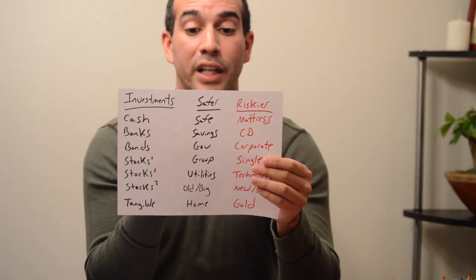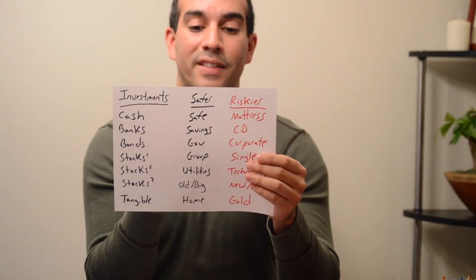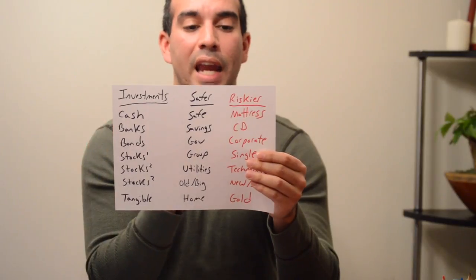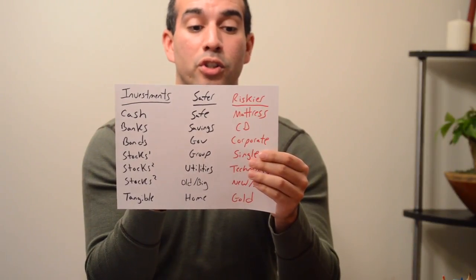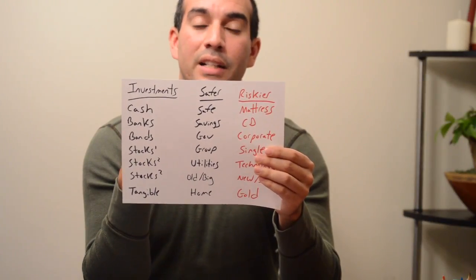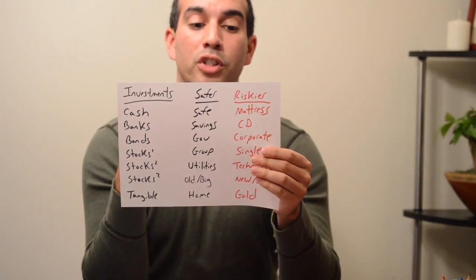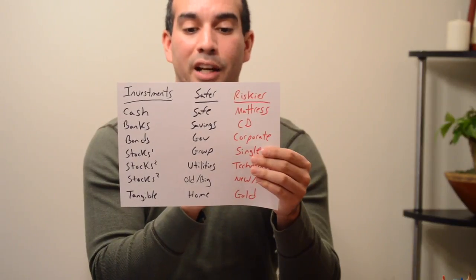What's riskier is putting it in a CD. If you want to make more money than in a savings account, you can put it in a CD, which is a certificate of deposit, and the reason it's riskier is because there are terms around it. Usually there's a minimum amount you have to put in, and second, you have to put it in there for a specific amount of time. So there's usually a contractual obligation of how long you have to keep your money in there.